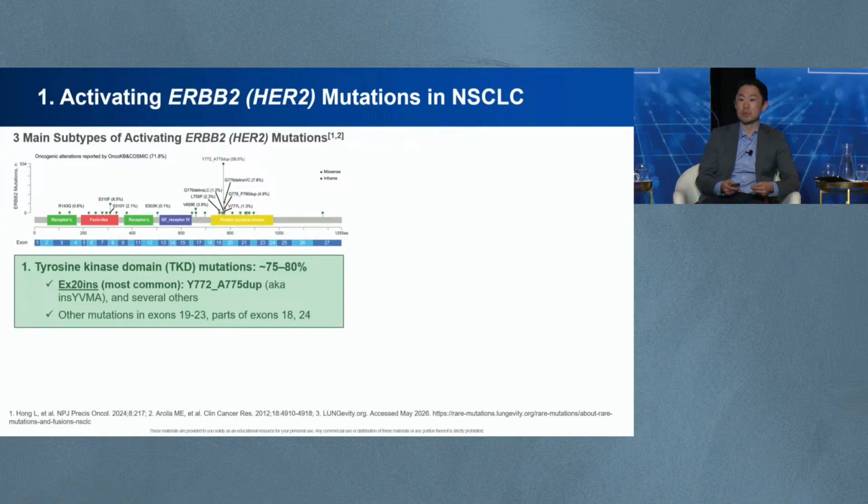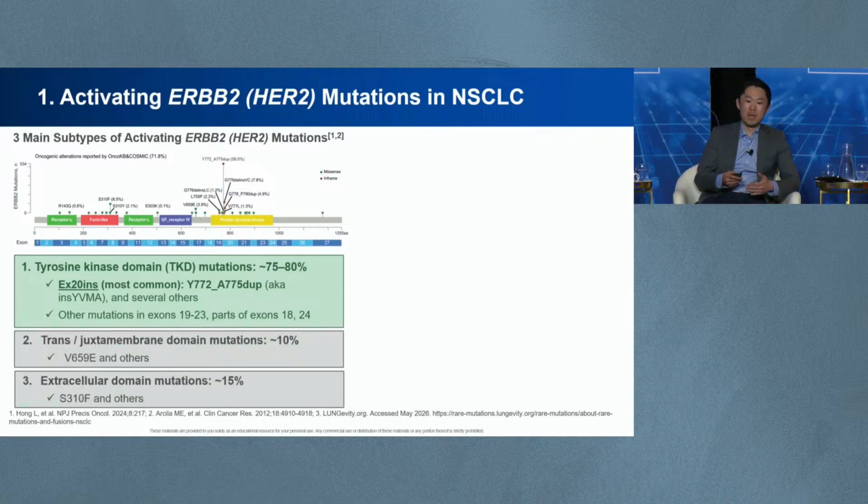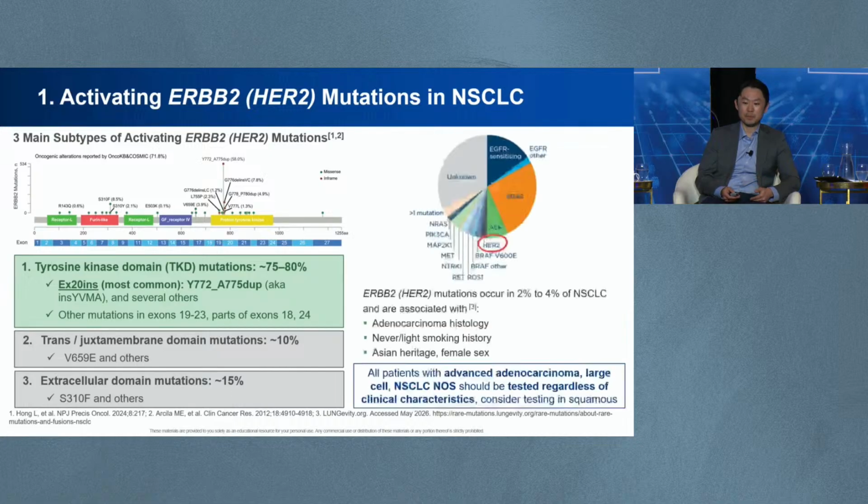Y772_A775 duplication, also known as the YVMA insertion, which is the most common. But there are also several others that are also activating and within this exon 20 insertion. There are also other mutations in exons 19 and 20 through 23, which is the TKD region. And then we have the non-TKD mutations. So we have the transmembrane or juxtamembrane domain mutations, as well as the extracellular domain mutations, most commonly the S310F mutation, which make up the rest.